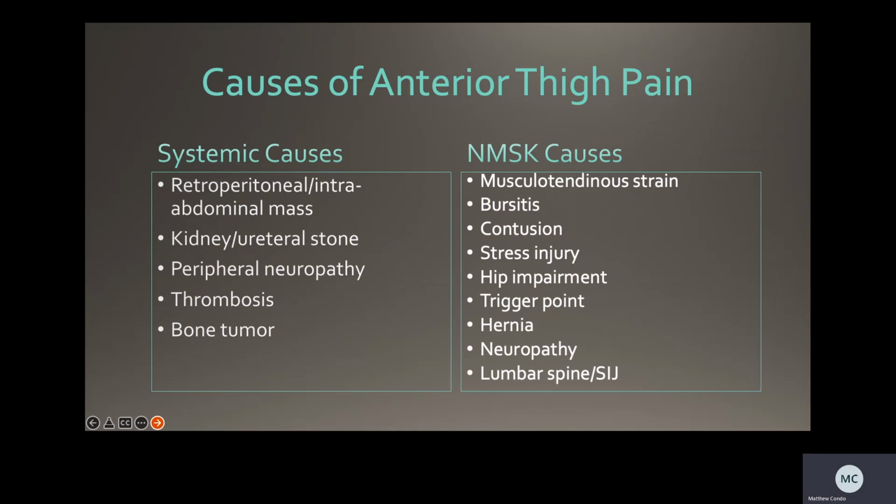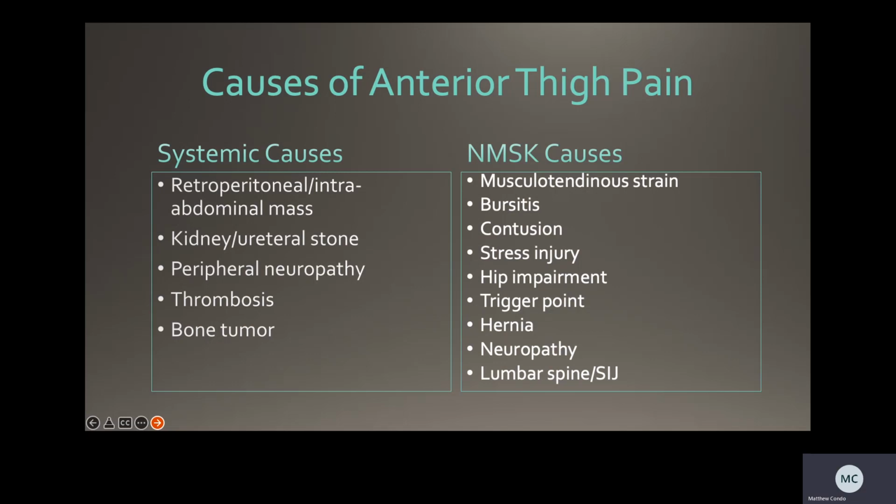So when it comes to anterior thigh, what we have to understand is that we're going to have systemic causes. We're going to have some neuromusculoskeletal causes. Anterior thigh, we're going to see thromboses, hematomas, right? Those are actually not necessarily quite common, but in terms of the pathology world, they're a little more common than others. Kidney stones or ureteral stones can refer to anterior thigh. It's not normal, it's not typical, but it can happen. A retroperitoneal or intra-abdominal mass sometimes can. Again, that's going to go kind of down the lumbar plexus, if you guys remember that.